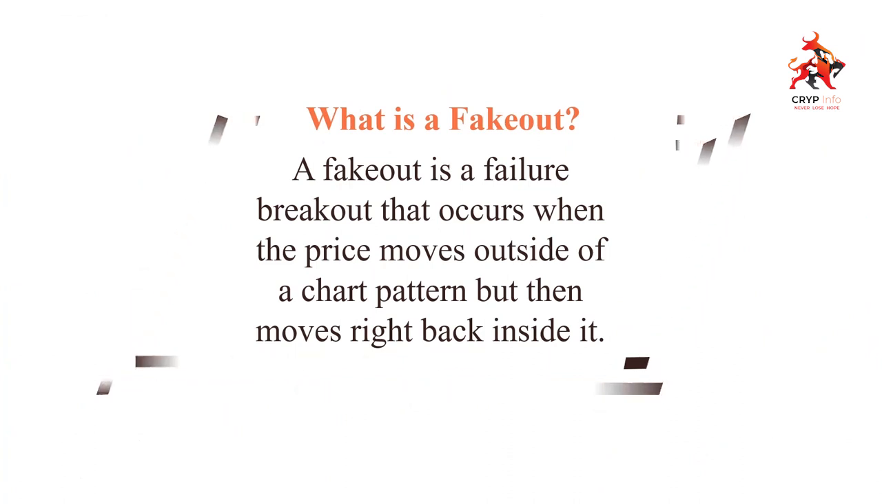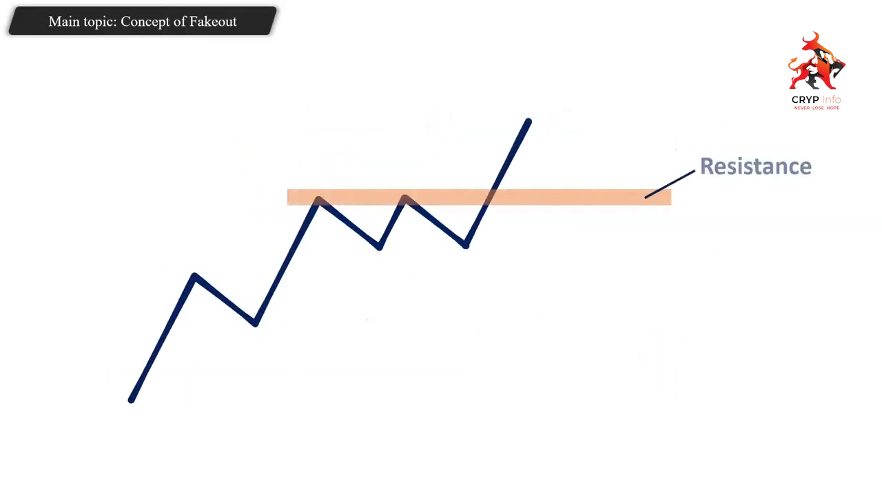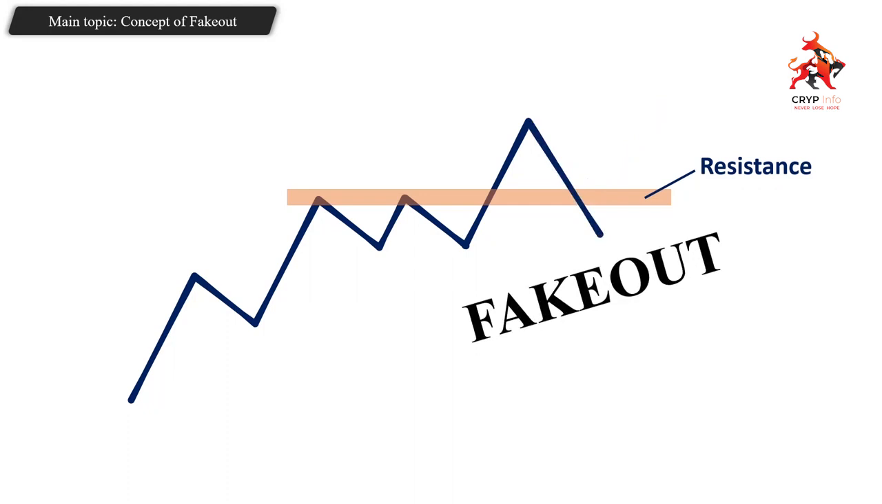Imagine we are in an uptrend, and the market breaks resistance to the upside. So when the market pullbacks to this zone, we expect this level to act as support now, and reject the market to the upside. But if it breaks right through without any hesitation, we call this a fakeout.